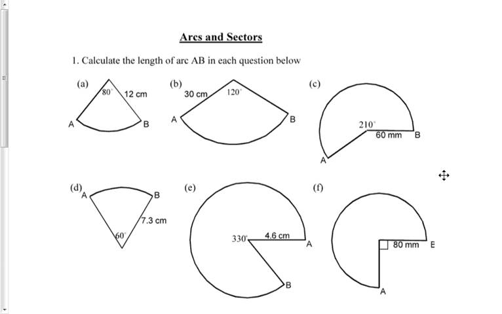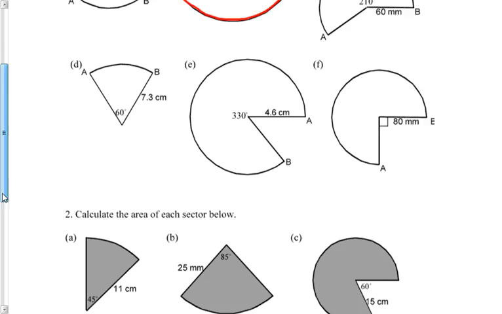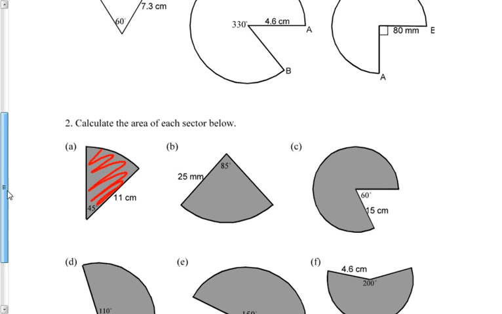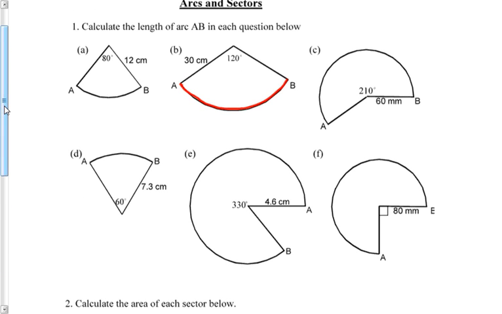An arc is part of the outside of a circle, and a sector is the area of the circle. So this is considered a sector, the shaded area. We're going to learn how to find both of those. So let's start with finding the length of an arc.